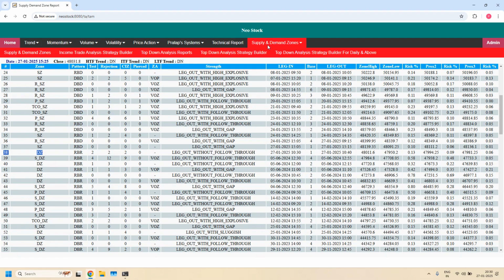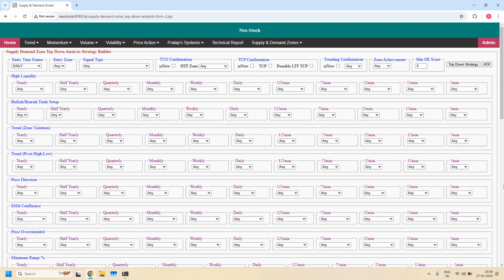Next we will generate bullish and bearish trade setups for monthly, weekly and daily income trades. First, bullish trade setup for monthly income trade, entry time frame daily, entry zone demand zone. In bullish or bearish trade setup, at daily time frame I am selecting bullish, and zone achievement should be violated opposing zone, minimum odd enhancers score 12. Both the filters are applied to daily demand zone.